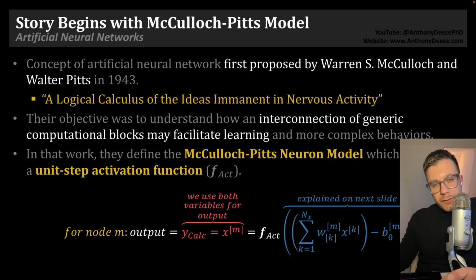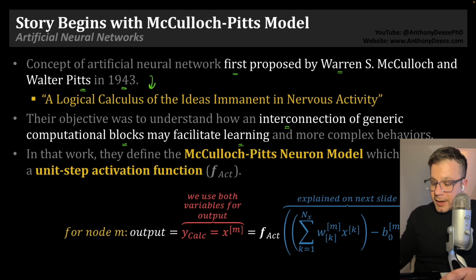The story of artificial neural networks begins with the McCulloch-Pitts neuron model. The concept of an artificial neural network was first proposed by Warren McCulloch and Walter Pitts in 1943 in a technical paper. Their objective was to understand how an interconnection of generic computational blocks may facilitate learning and be used to solve more complex problems.